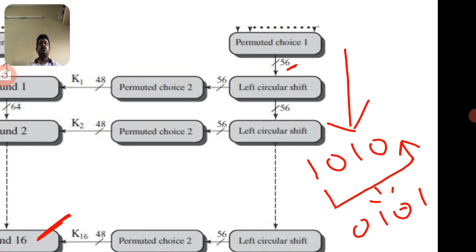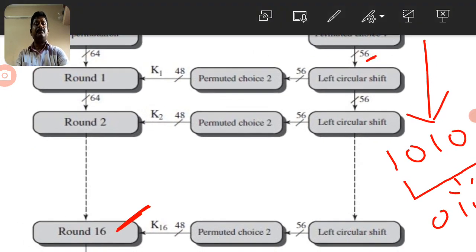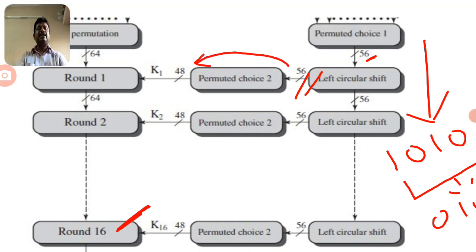and again the 56 bit data is applied to permuted choice 2. Then permuted choice 2 eliminates 8 more bits from 56, and it is converted into 48 bits. Here you can observe. So the 56 bit data is taken here from the left circular shift. In permuted choice 2, the 56 bits are converted into 48 bits. So again 8 more bits are eliminated from the 56 bit data. Finally we derive the 48, and that 48 becomes K1. So the keys are generated.